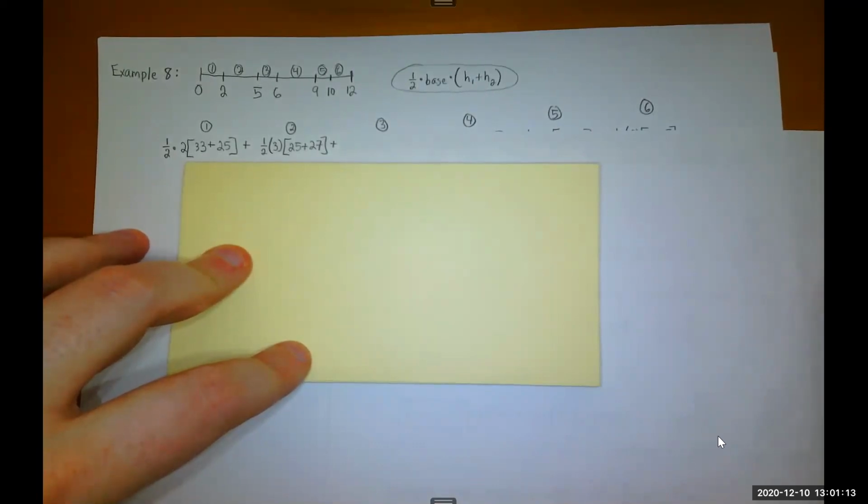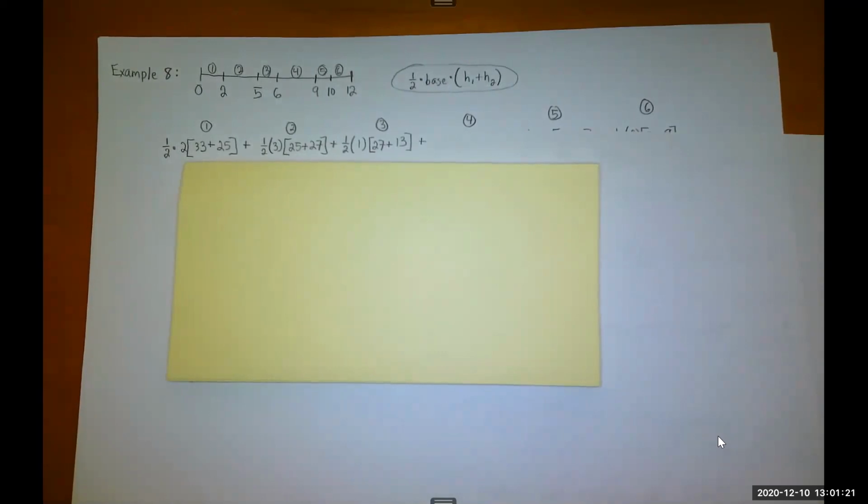Next trapezoid. The area is going to be 1/2 times 1 times the quantity of 27 plus 13. Where did I get all those numbers from? The 1/2 is because this is the area of a trapezoid. The 1 is the base length from 5 to 6. 27, that is the function value from the table at 5. 13, that is the function value from the table at 6.